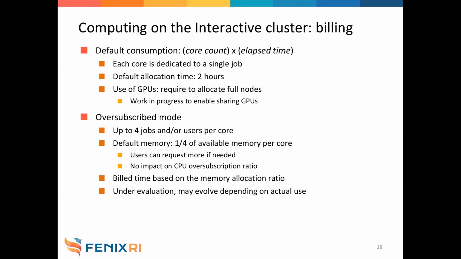The billing. By default, the consumption of a job is based on the number of cores multiplied by the elapsed time of the computation. In this mode, each core is dedicated to a single job. Notice that if you want to use GPU, you need to allocate the full node using the -x or -c option to allocate all cores of the node.